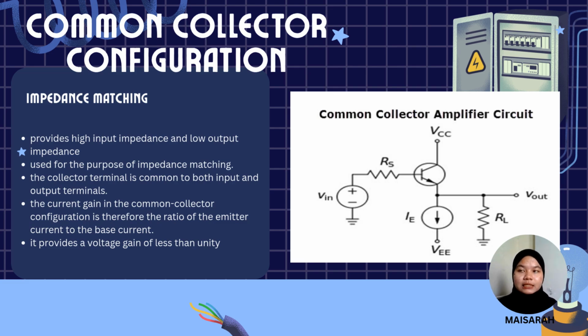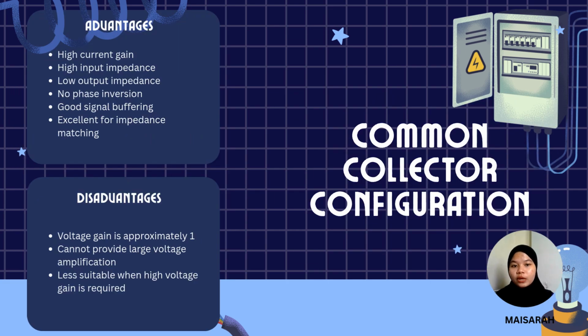Since the collector terminal is common to both the input and output circuit, the current gain is approximately equal to the ratio of the emitter current to the base current, which is relatively high. However, the voltage gain is approximately 1, meaning the output voltage remains almost the same as the input voltage. Because of this characteristic, the common collector configuration is widely used as a buffer amplifier between a high impedance source and low impedance load. And now we are moving to the advantages and disadvantages of CC configuration.